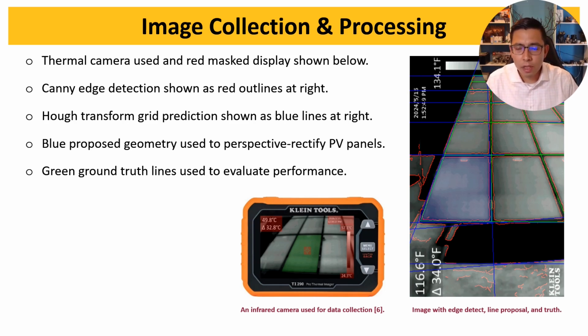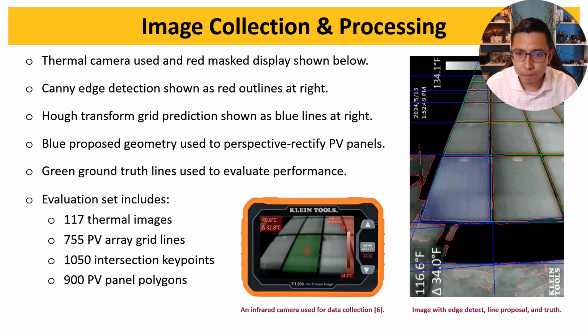We compare the predicted Hough transform blue lines with the ground truth green lines that have been manually annotated to the dataset. We use this to evaluate the overall performance of the algorithm. We've created an evaluation dataset of 117 thermal images, 755 photovoltaic array grid lines, dividing panels, as well as over 1,000 intersecting key points of corners and 900 photovoltaic panel polygons.